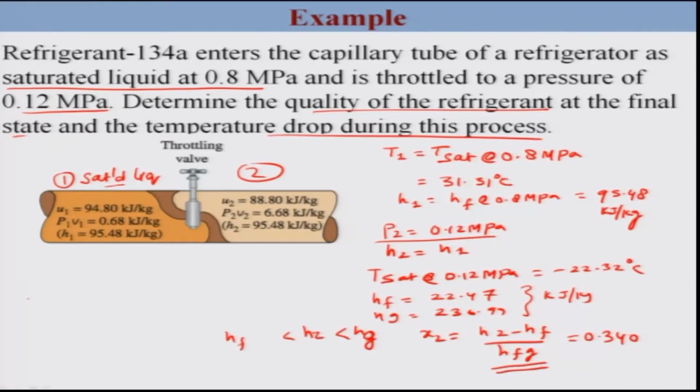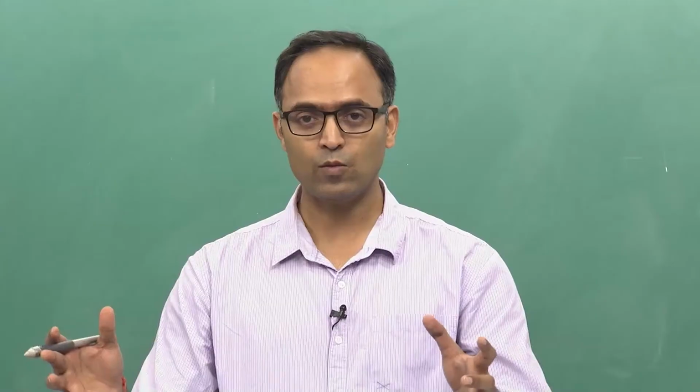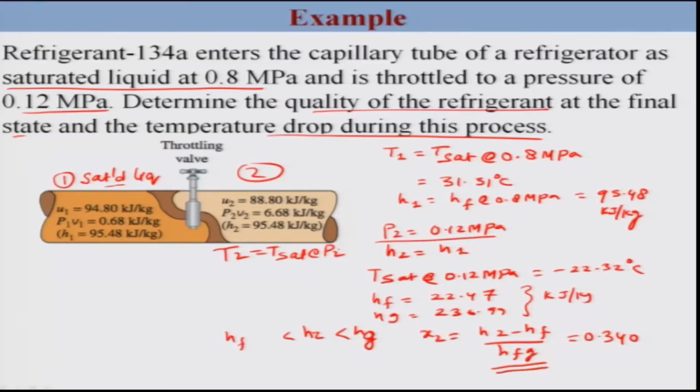So what would be the state T2 of the final state? T2 is just T saturation at P2, because the final state is at saturation vapor liquid condition, and hence T2 is minus 22.32 degrees Celsius. Thus your change in the temperature, delta T, or the temperature drop, is T2 minus T1, which is minus 22.32 minus 31.31 degrees Celsius, which is minus 53.63 degrees Celsius.